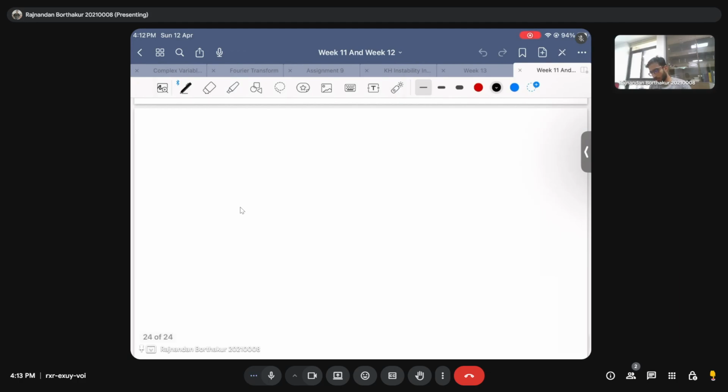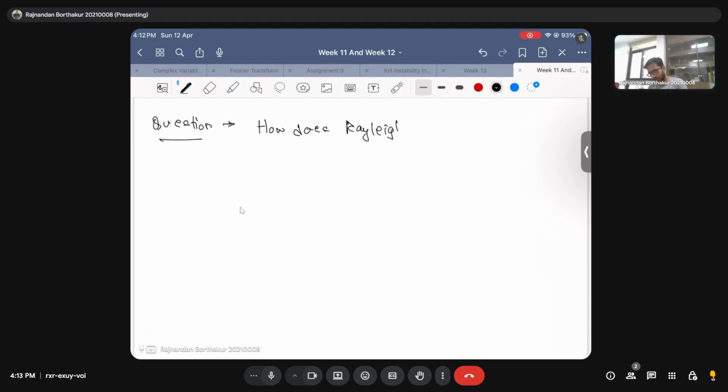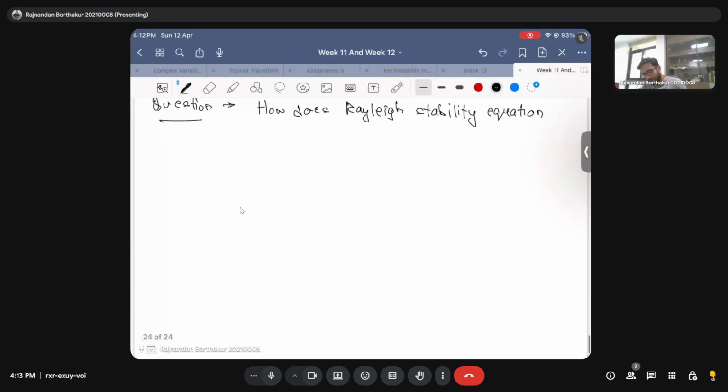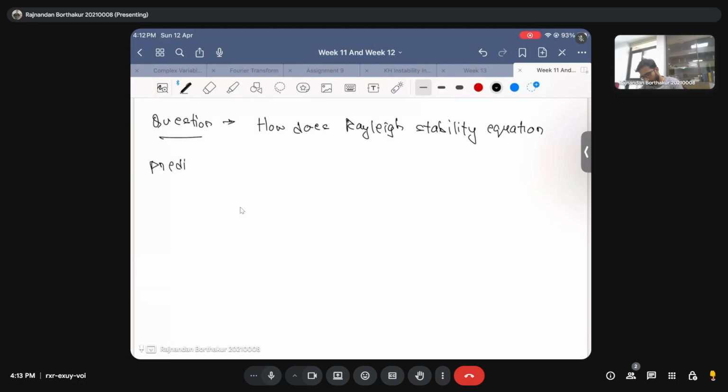So the question that I pose here is something like this: how does the Rayleigh stability equation predict the stability of a given base state?